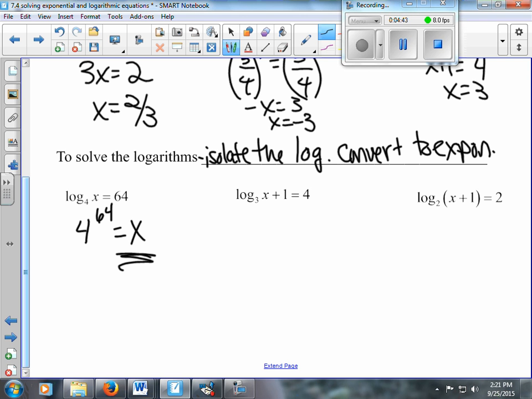On this next example, be careful. The logarithm is only applied to x. If it were applied to x plus 1, then the problem would have been written different. It would be the log base 3 of x plus 1 in parentheses.